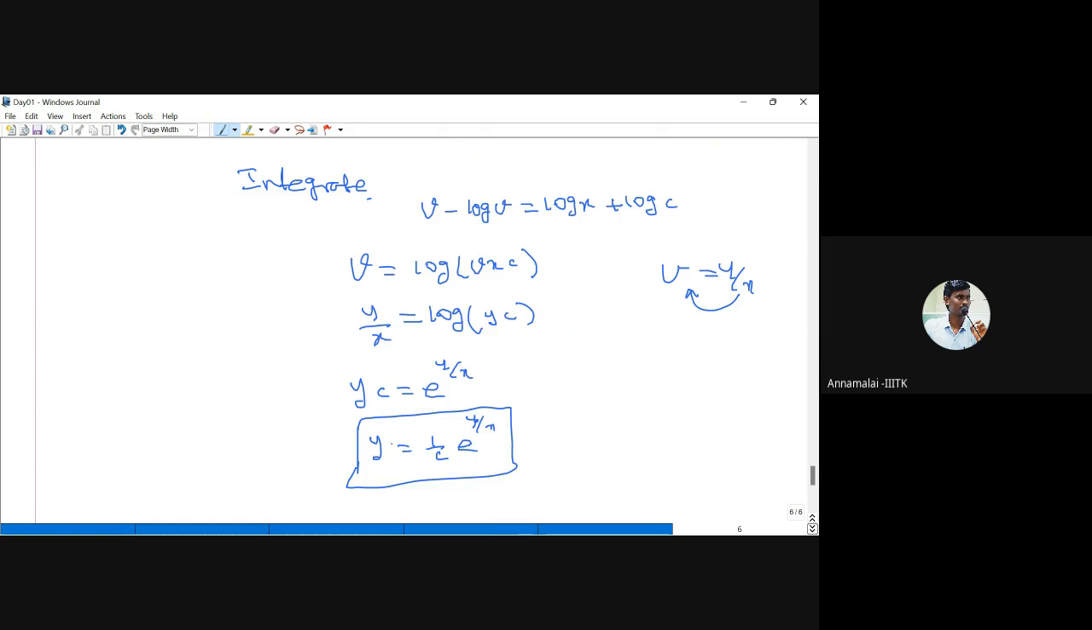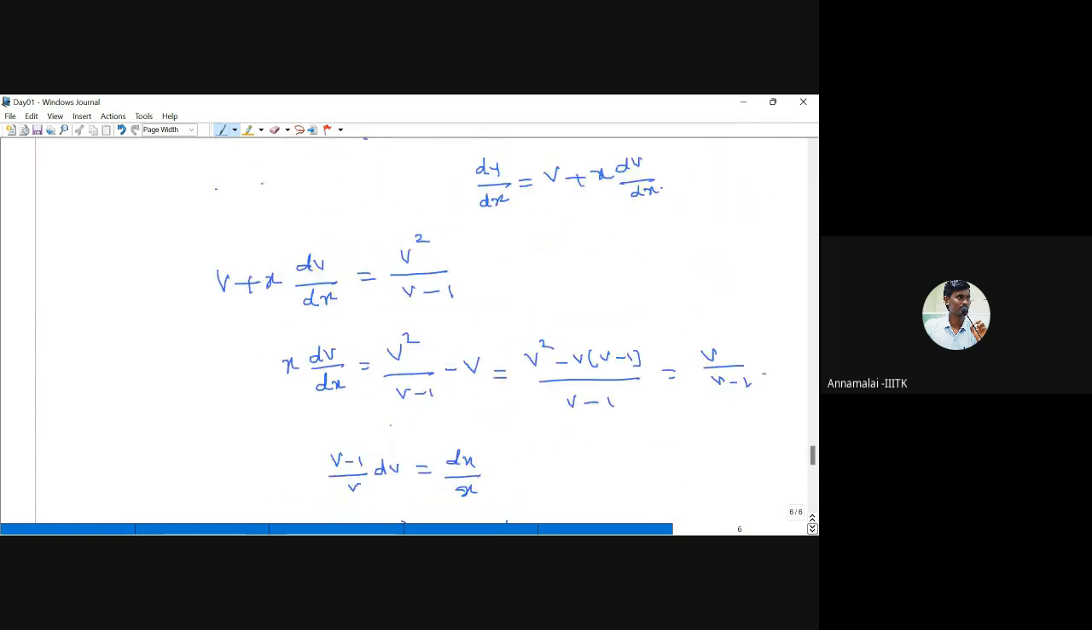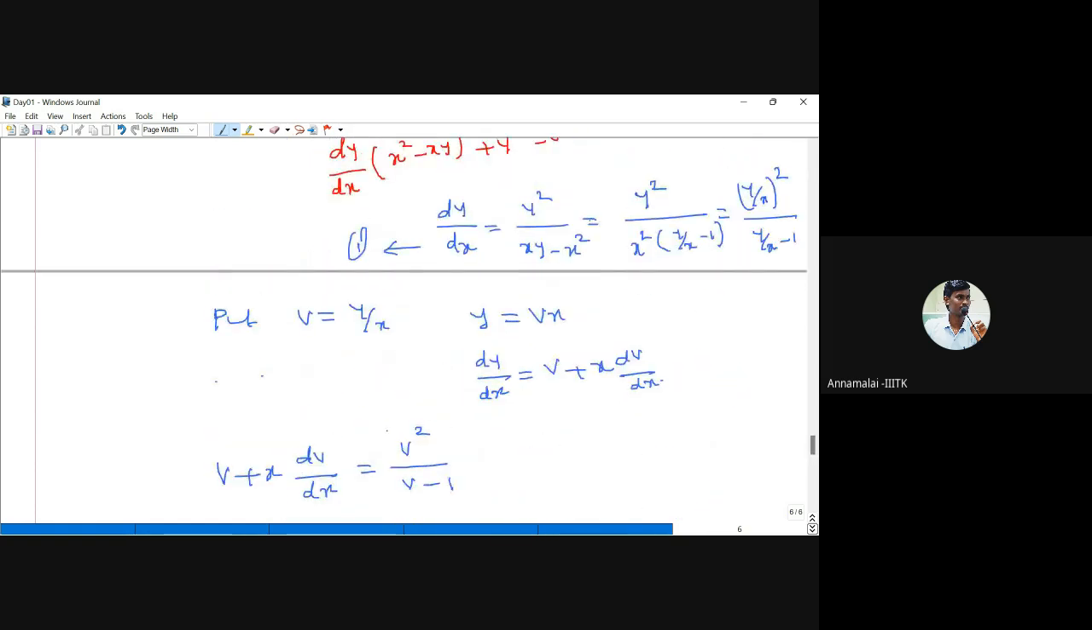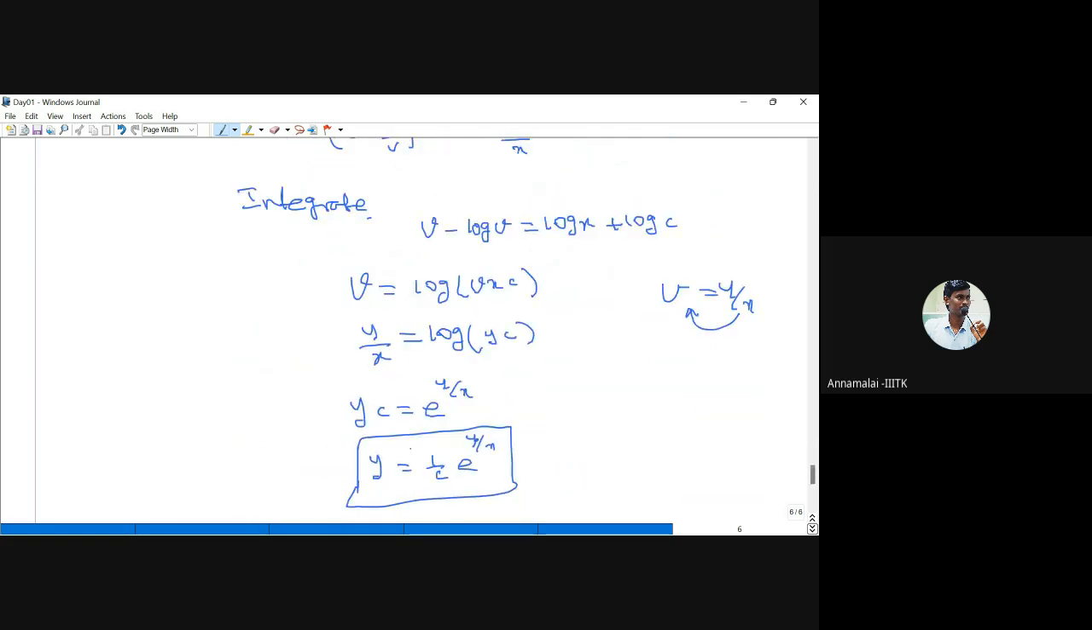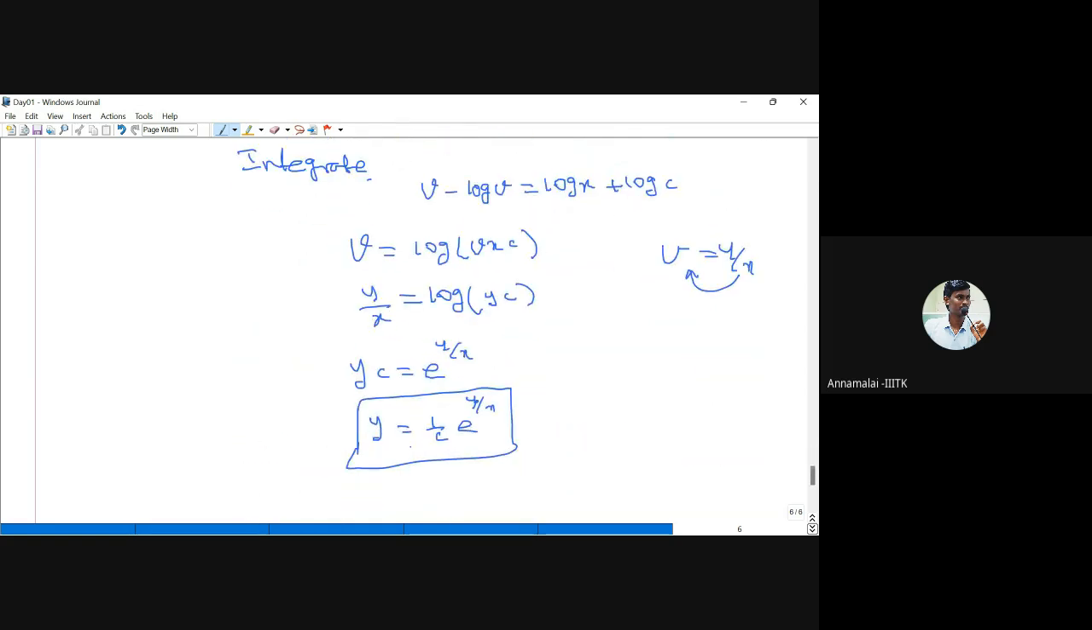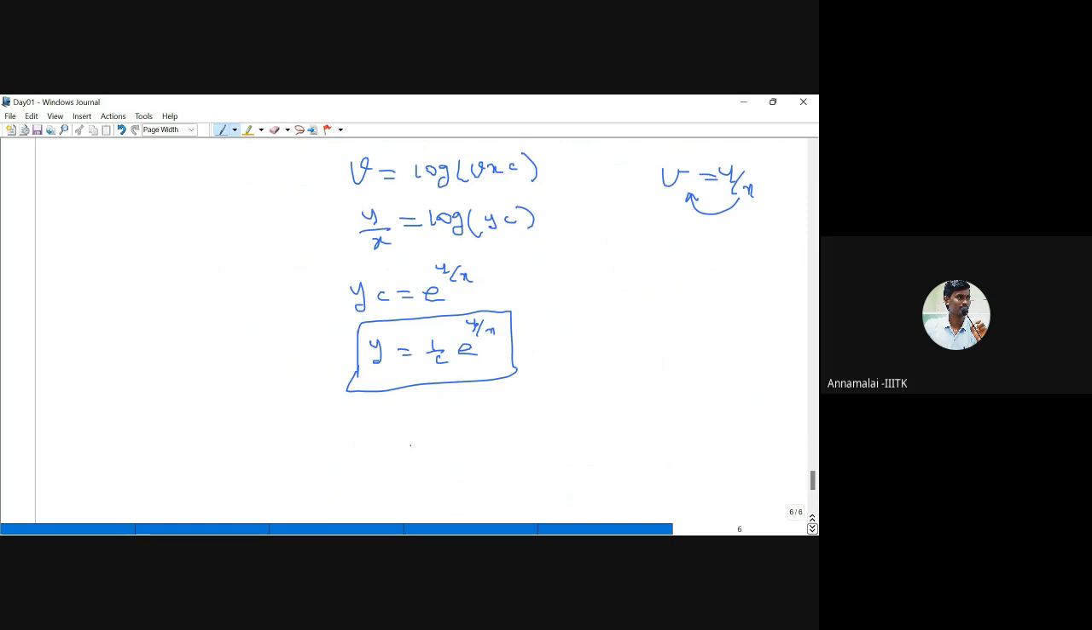So if the right hand side is a function of y by x, then you call y by x as v, and then you have to rewrite the given differential equation into a new differential equation, and then apply the separation of variables. Finally, you have to replace v equal to y by x. You get a solution in terms of x and y. So this is another method.